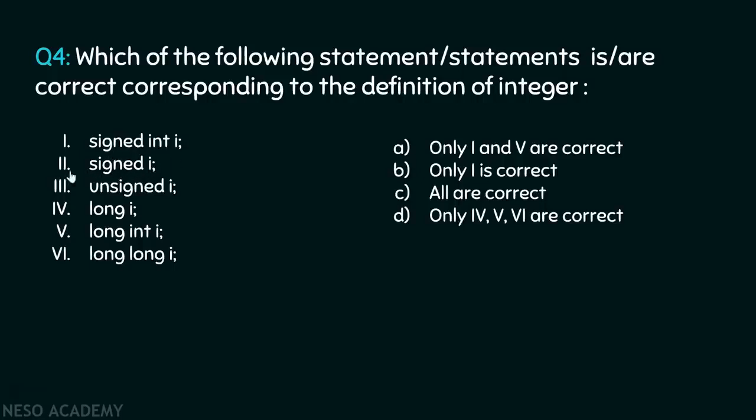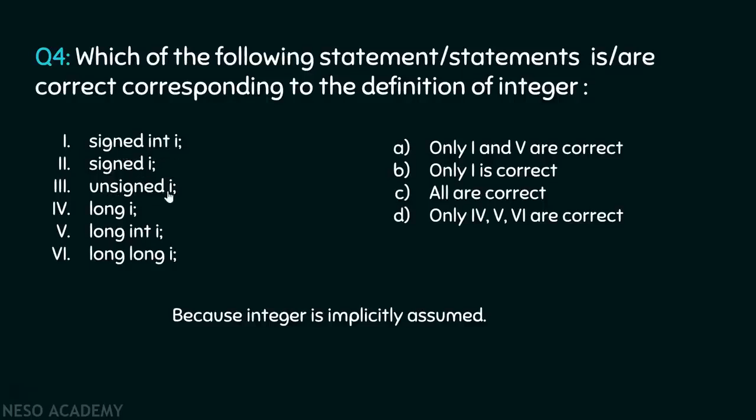Apart from that, in this second statement, I have written signed I instead of signed int I. Now this is something weird. I have not written any int data type or character data type or any other data type here. Therefore, it seems like an incorrect definition. But I would like to tell you that this is not an incorrect definition. It is correct because the compiler implicitly assumes the integer data type. If you have not written any data type, then the compiler will assume the data type is integer. Therefore, signed I is equivalent to signed int I.